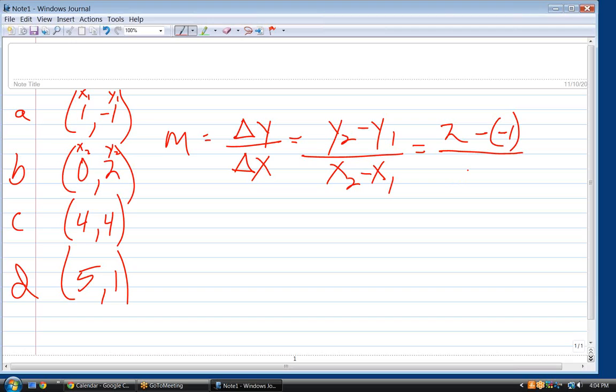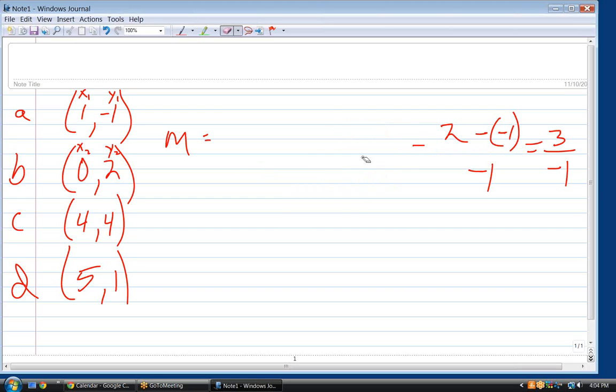Negative 1. Correct. So we have 3 over negative 1. What is our slope? 3 over negative 1. Negative 3. Oh, negative 3. In other words, that can be reduced. Remember, that negative sign doesn't matter whether it's in the numerator, the denominator, or out front. And we don't need the 1. So this turns into that.